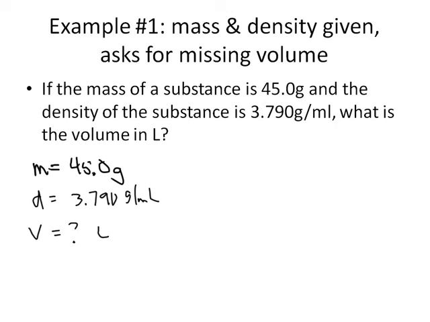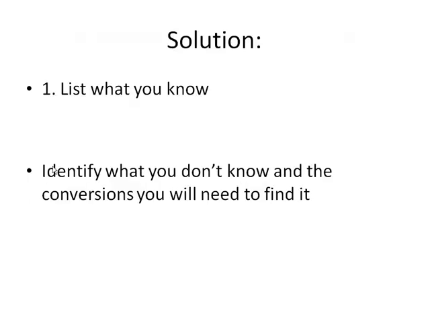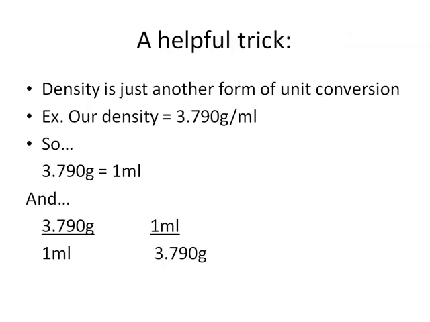So handily, what's nice to know about density is that we've just listed what we know, we've identified what we didn't know, and now we need to think about conversions. One thing that's helpful to recognize about density is that when it's written like this, it actually means this. It means that 3.790 grams equals 1 milliliter. And that is a unit conversion, which means we can write it as a fraction, one of two ways, depending on what we need.